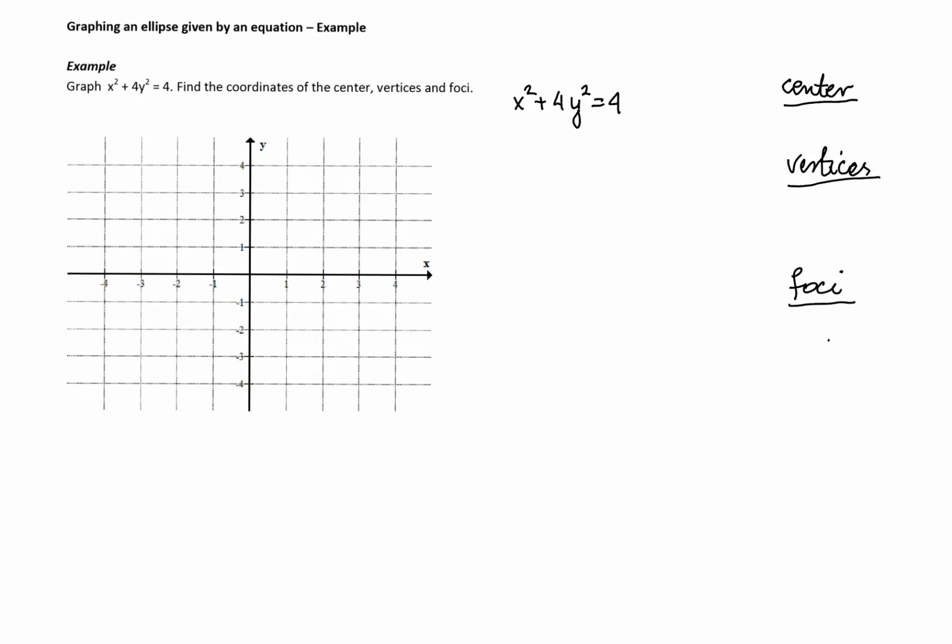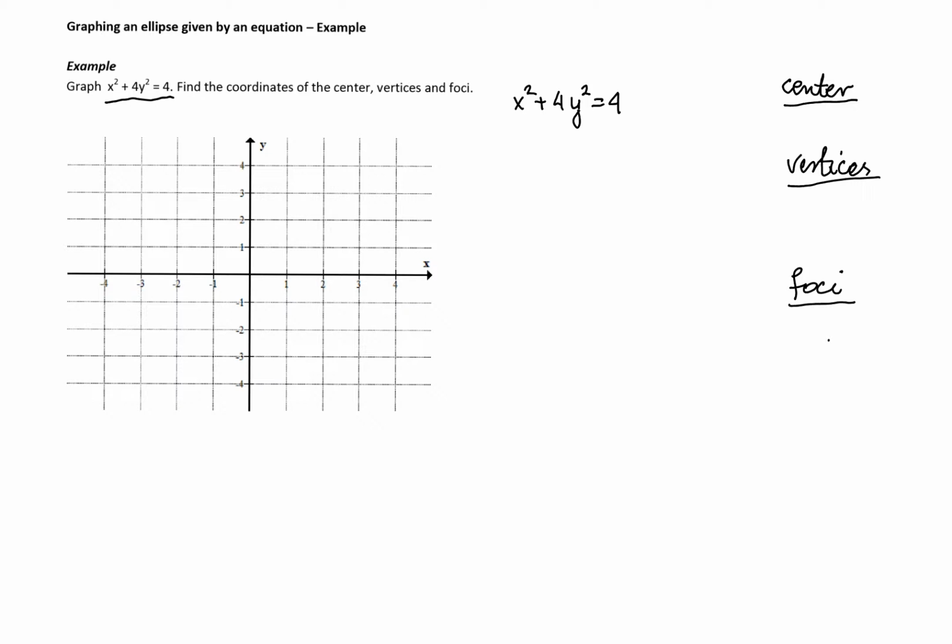We want to graph here the ellipse given by the equation x squared plus 4y squared is equal to 4, and also find the center, vertices and foci of this ellipse. To use properties of an ellipse, we must first write this equation in standard form, the form that has 1 on the right hand side.